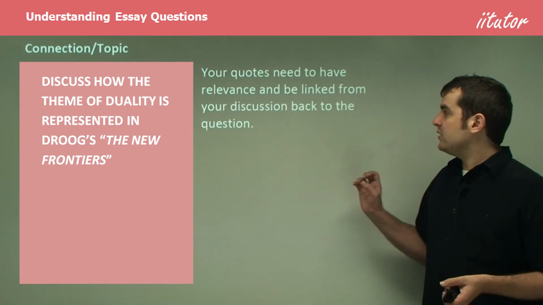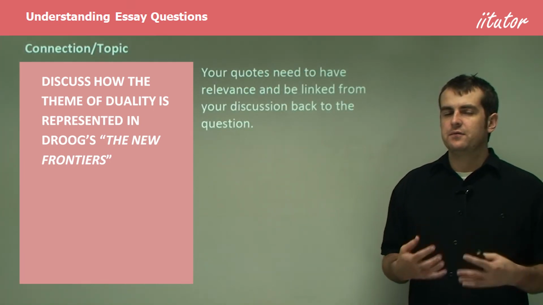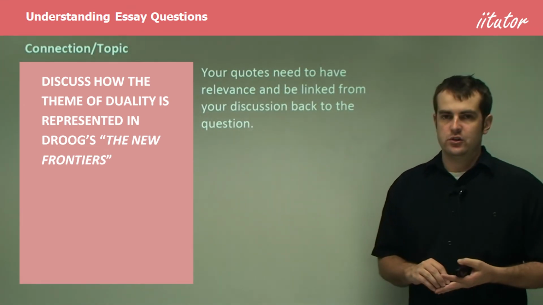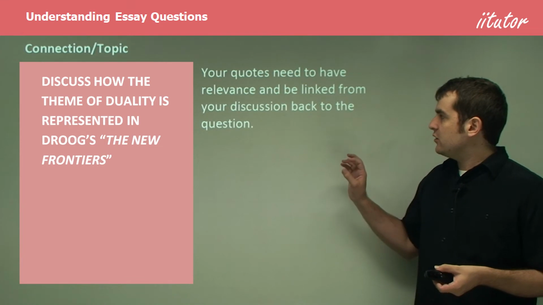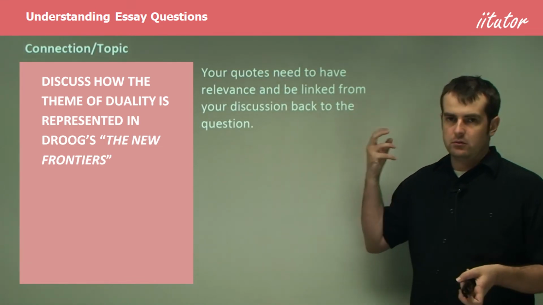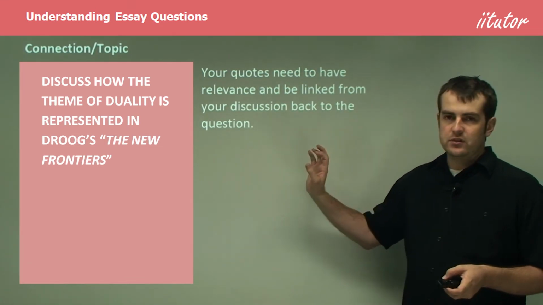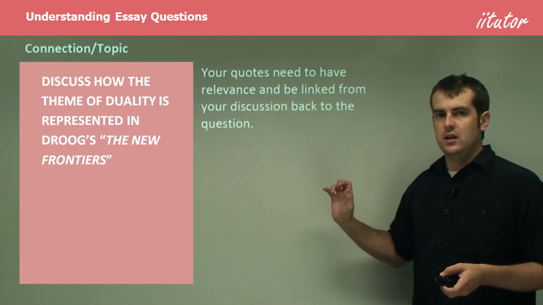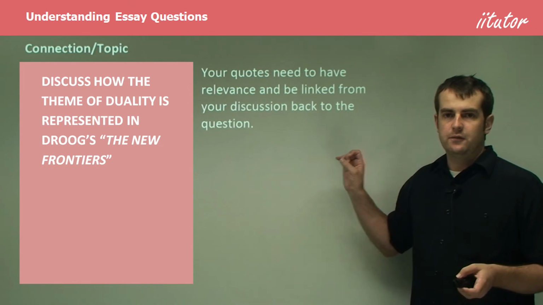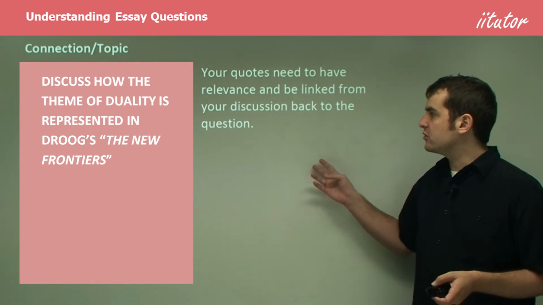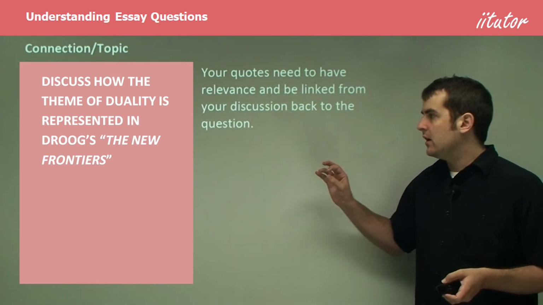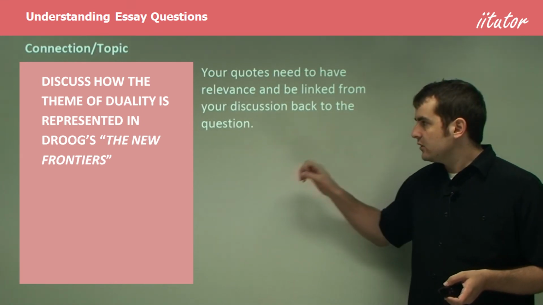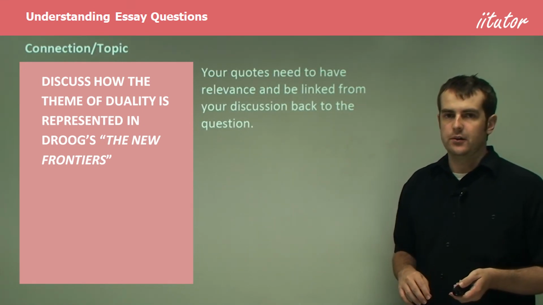Now, your quotes need to have relevance. You need to pick something that's going to actually mean something, linked from your discussion straight back to the question. Immediately, you go from your quotes or your evidence, you develop your discussion, and then the final step is to make sure that it goes back to the question again. And if it doesn't, make sure it does. Put a line at the end of the paragraph which puts everything you've just written towards that idea of looking at the question, because that is the main part of what you need to do.